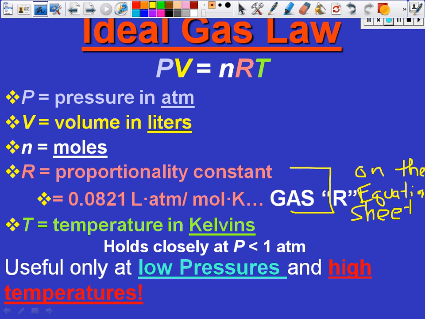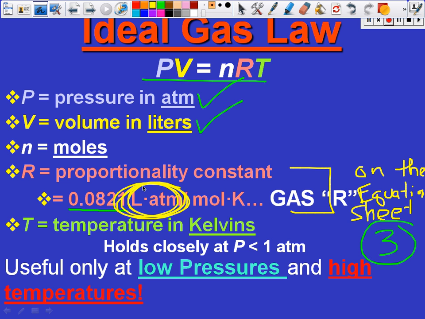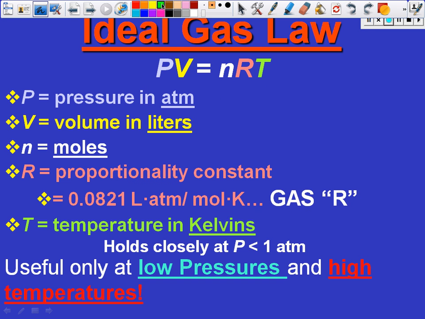On the equation sheet they actually have 3 R's listed. You've got to be intelligent enough to know that you need the 0.0821. And let's think about that for a second. If you're using PV=nRT, remember that your pressure must be in atmospheres, your volume must be in liters. Well, look exactly at what your top unit is in the R value. It's liters times atmospheres. That should give you a good indication of which R to use. Now, the other R, and hopefully you know this is your energy R, is 8.31 joules per mole.